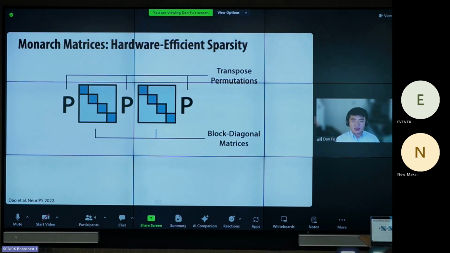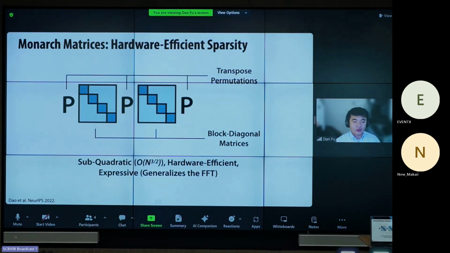So why is that important? Why should we care? These block diagonal matrices, the dark blue means that we have dense values there. The light blue means that those are all zeros. You can set the sizes of these blocks to grow sub-quadratically. So that means that the entire operation is going to grow, for example, n to the 3/2 instead of n squared. Because these are blocks of dense matrices at the end of the day, you can still use the tensor core, so they're still hardware efficient. Lastly, these permutations make the entire family of matrices very expressive because they actually generalize the FFT algorithm. We'll dive into each of those pieces.